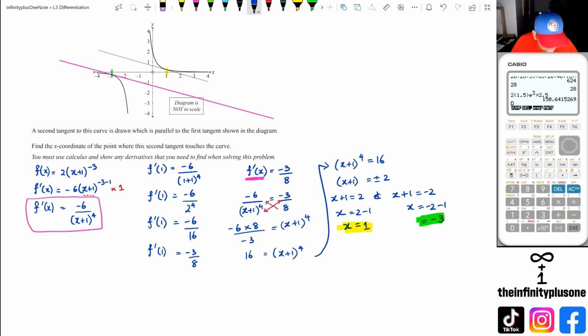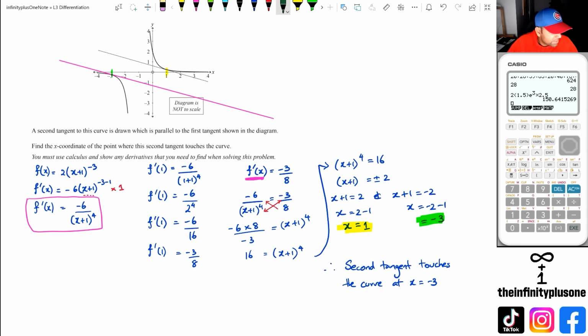So what we're going to do is write a little statement, and we say, therefore, second tangent touches the curve at x equals minus 3.